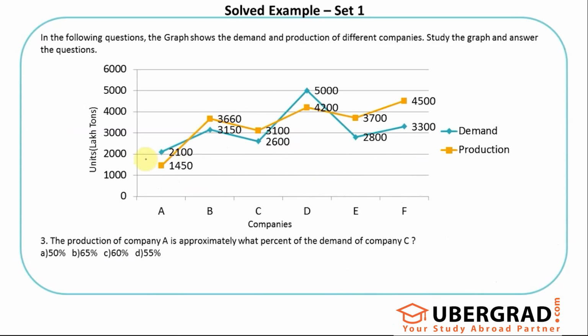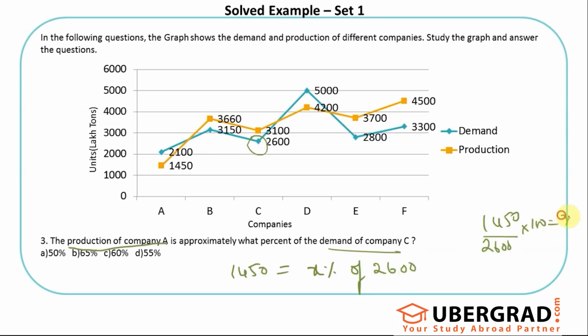The production of company A is approximately what percent of the demand of company C? So what is the production of company A? That's the orange block. Company A is 1450. That is equal to what percent? I'm taking it as X percentage of demand of company C. Company C demand is, what is the demand? Blue diamond, 2600. So 1450 by 2600 into 100 is X.